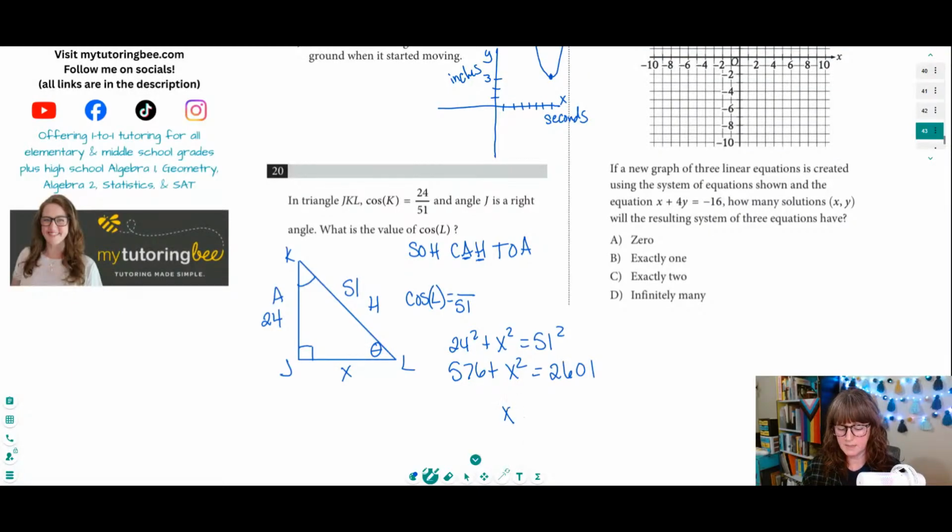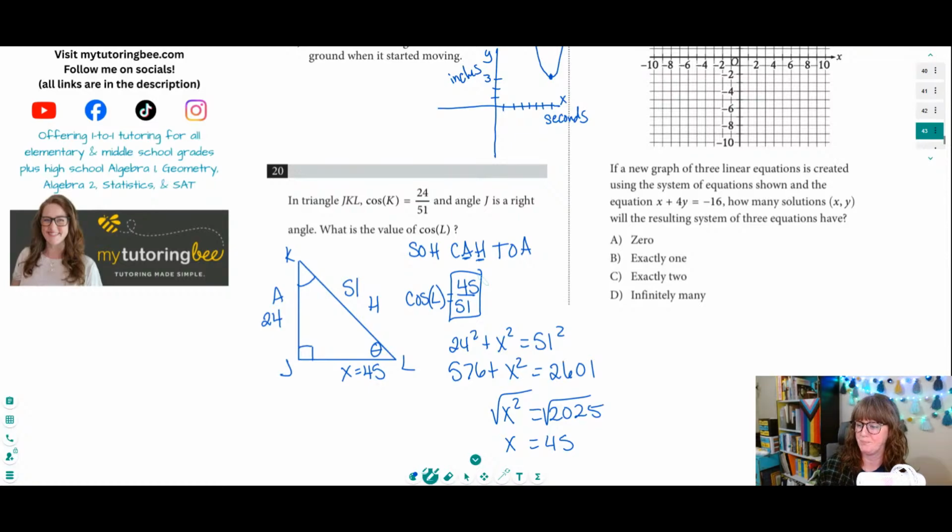So that gives us x squared equals 2025. And then we can't stop there. We need to find the square root. We need to square root both of these because we want to know what just x is, not what x squared is. So the square root of 2025 gives us 45. So this side length is 45, and that is our missing number for our ratio there.